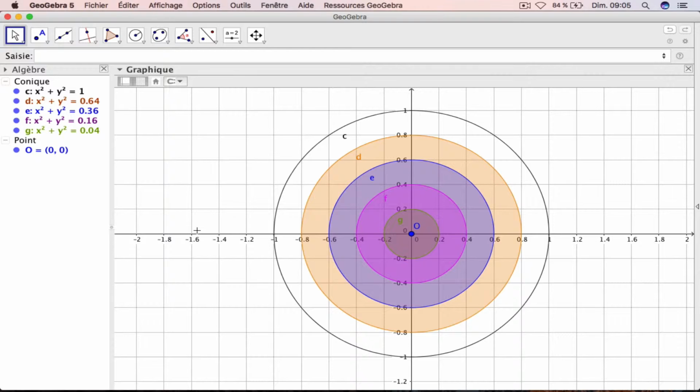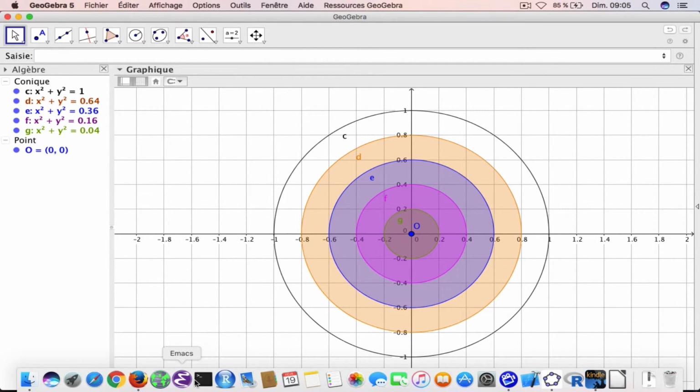So let's, for example, suppose that we throw arrows, and each time we throw an arrow we hit the target. But what's the probability to hit the green circle? We can do it like this. We compute the area of the green circle over the area of the black circle. So here we go.